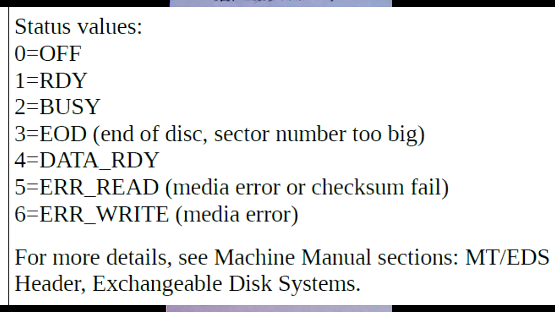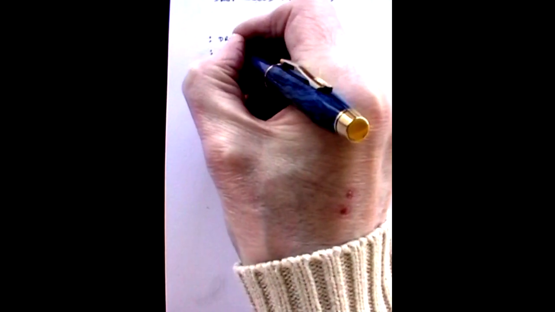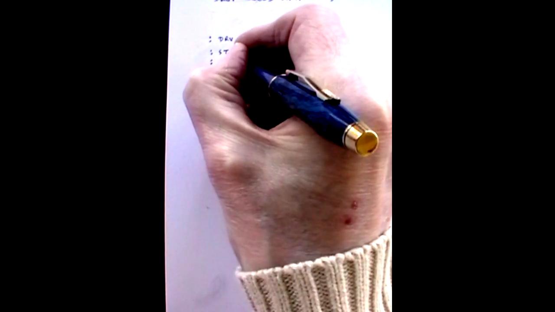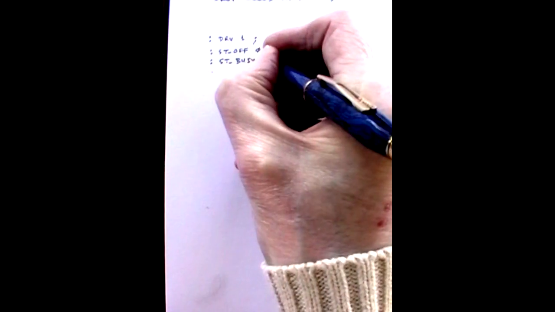Now the spec says that set sector number is ignored if the drive status is off, in other words no disk is loaded, or if the status is busy. So we'll put those status values here. Status off is a 0. Status busy is a 2.